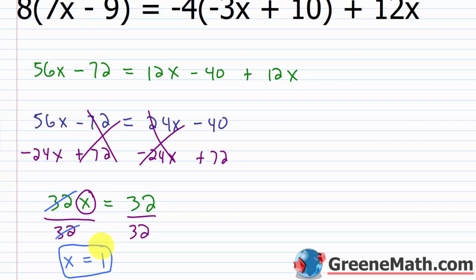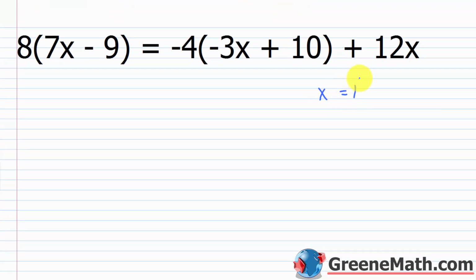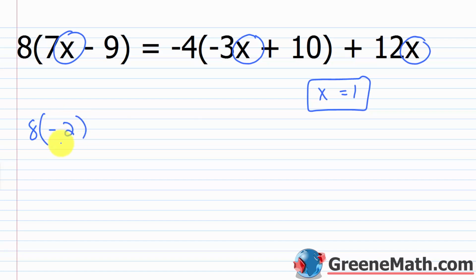Let's erase everything and check. Again, x equals 1 is our solution. I'm going to plug a 1 in here, here, and here. I would have 8 times, let's just do this on the fly because 1 is easy to work with, 7 times 1 is 7. 7 minus 9 is negative 2. So you'd have 8 multiplied by negative 2, and let's just write that as negative 16. We can move on.